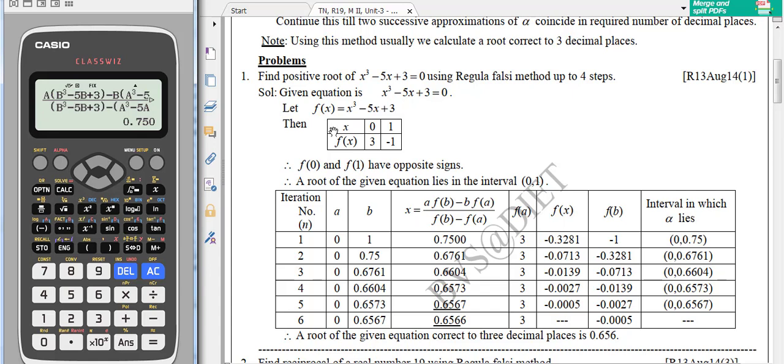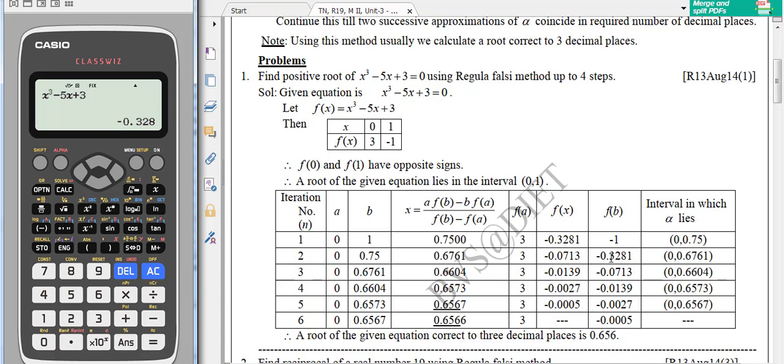To get f of x value, just type the expression in the calculator, which is x cube minus 5x plus 3. And then having it in the calculator, you press the calculate key, and it asks for x value. For the first iteration, you need to find out f of x value at x equal to 0.75. So give x value as 0.75 and then press equal to get its value. In decimals, it is minus 0.328.